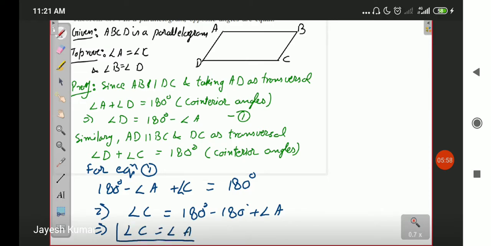So in this manner we have proved that one pair of angles is equal. Similarly, you can prove that the other pair of angles is equal. You will try all of these steps once again and prove that angle B and angle D are equal.